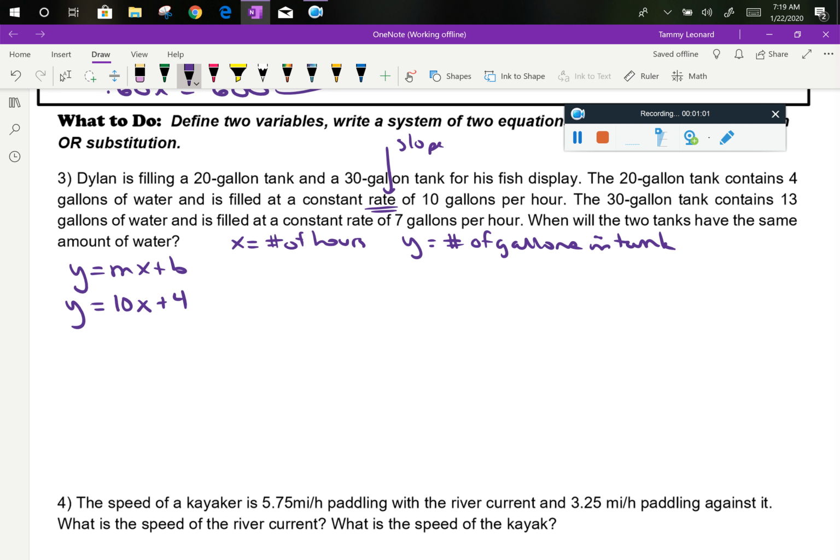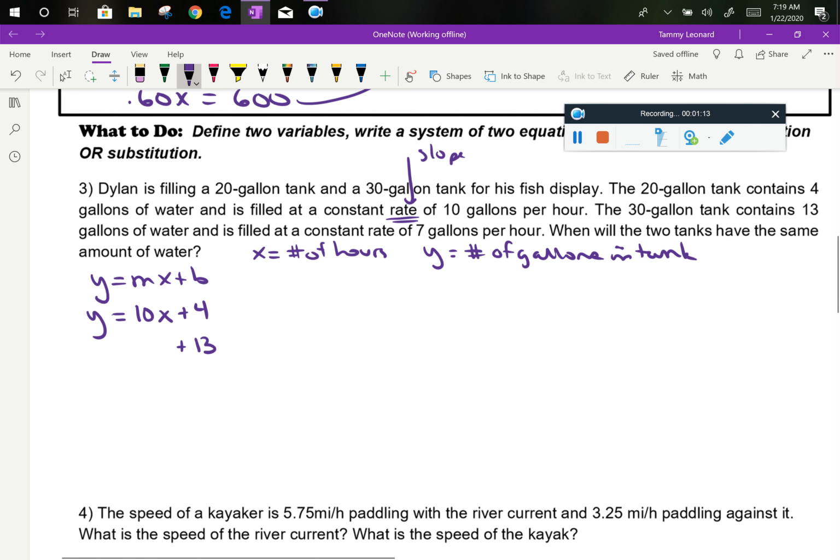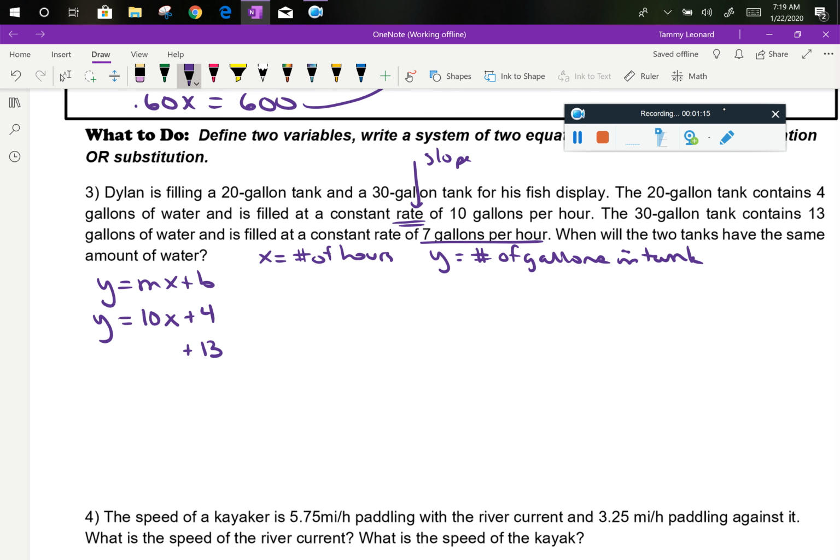Then there's also a 30-gallon tank, which contains 13 gallons of water already. So that's the y-intercept, or the starting value for that tank. And it is filled at a constant rate of 7 gallons per hour. So gallons per hour is a slope. So now we see we have a system of 2 equations written in slope-intercept form, and we can solve.